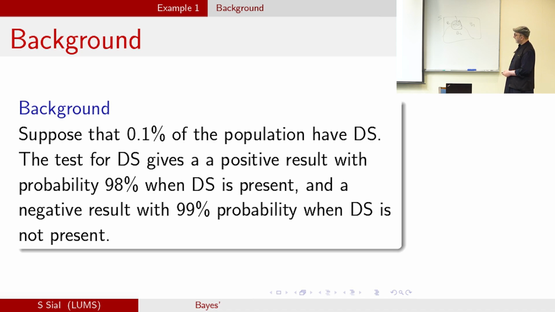When someone has the disease, there's a 98% chance of a positive test. When someone does not have the disease, there's a 0.99 probability of reporting that the person doesn't have the disease. What we want to know is the probability that someone who tests positive has the disease. We haven't been given that.